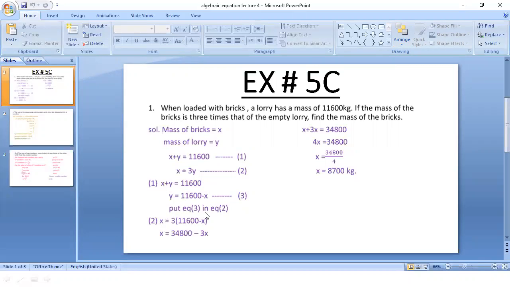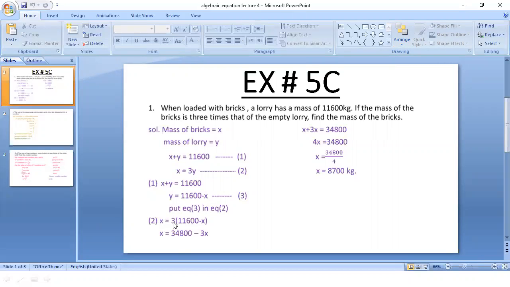Put equation 3 in equation 2. I will put this value in equation number 2. So I have written here x is equal to 3, and at the place of y I have written 11600 minus x. So the equation 2 comes in the form of only x. Now we can solve this equation because there is only one variable, x. So one equation will be formed by one variable.